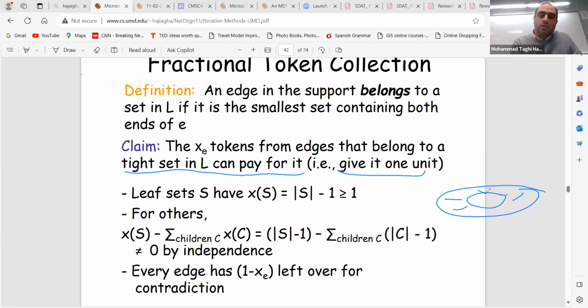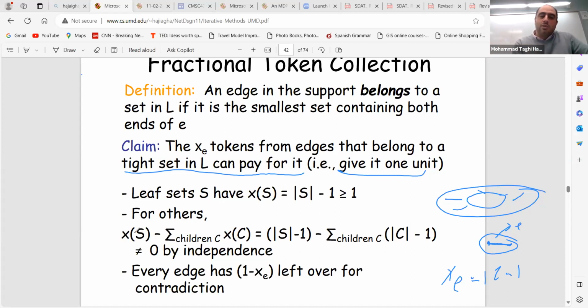So what is the argument? First, for the leaf set. The leaf set has at least 2 edges. In this case, if one edge belongs to that, then I know that x(S) is equal to |S| minus 1, correct? So this edge that belongs to it should be tight. It means that x(S) for the edge e should be the size of S, which is 2, minus 1. So it means that x_e of this edge should be equal to 1. So this edge gets 1. The leaf. What about others?